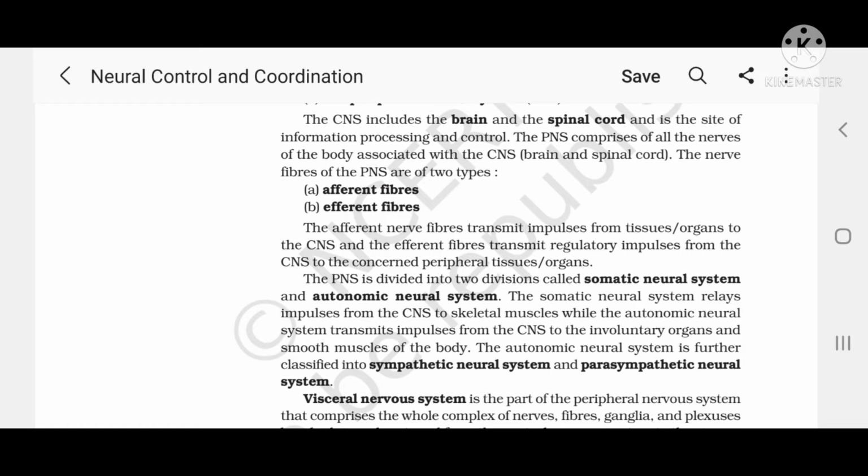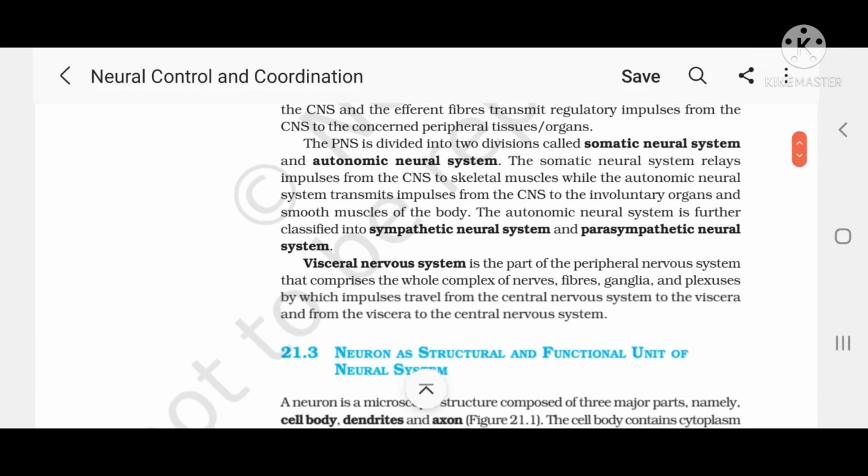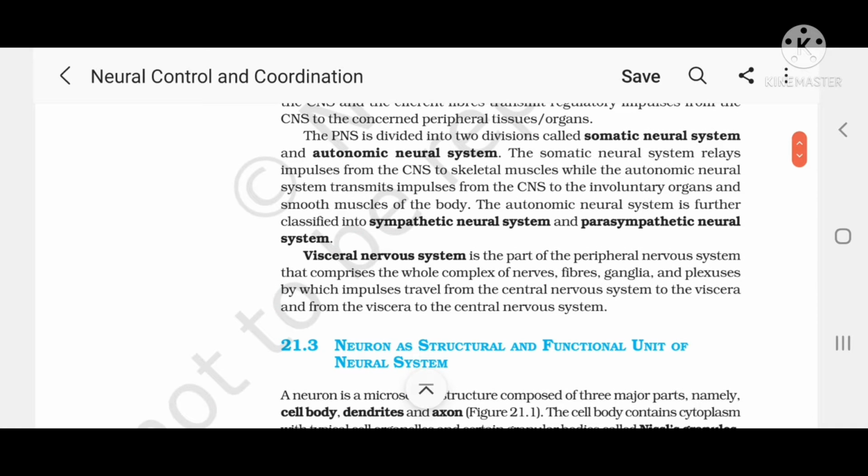The autonomic neural system is further classified into sympathetic neural system and parasympathetic neural system. Visceral nervous system is the part of the peripheral nervous system that comprises the whole complex of nerves, fibers, ganglia and plexus, by which impulses travel from the central nervous system to the viscera and from the viscera to the central nervous system.